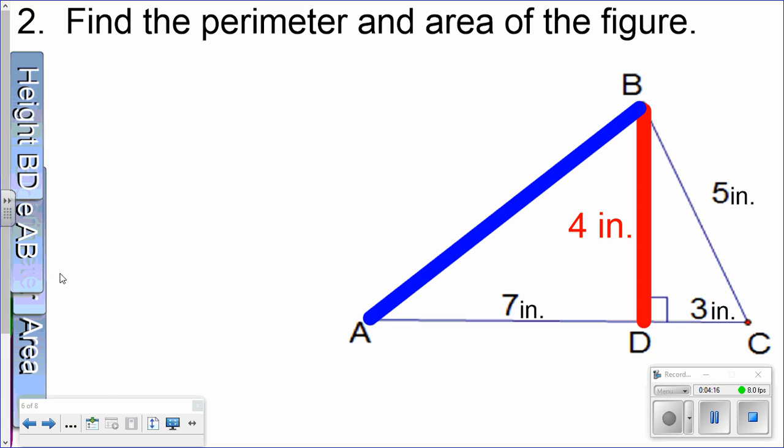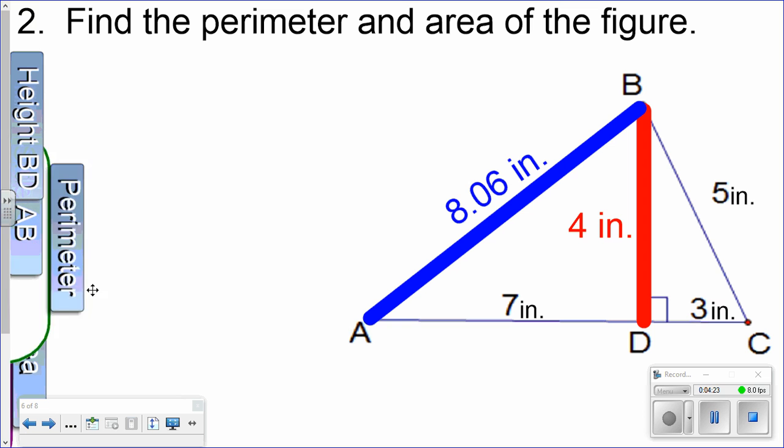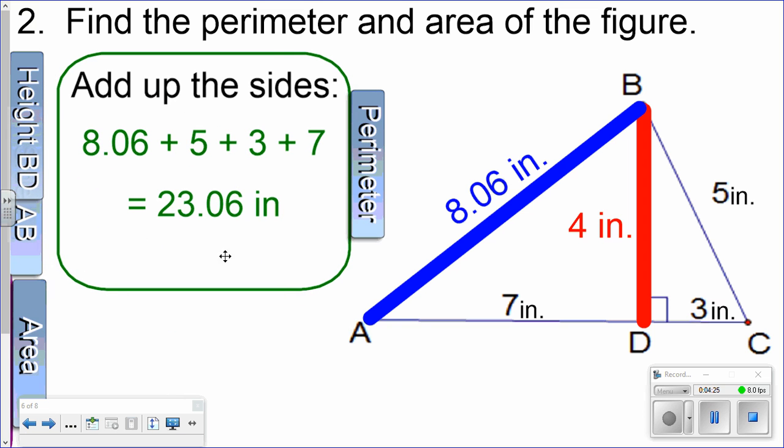The next thing we're going to do is find the perimeter. So the perimeter, let's write this in here, is adding up the sides. So we're going to do 8.06 plus 5 plus 3 plus 7. The 4 is not part of the perimeter. 4 is inside. Perimeter is just the numbers on the outside. So if we add those numbers up, we get 23.6 inches.